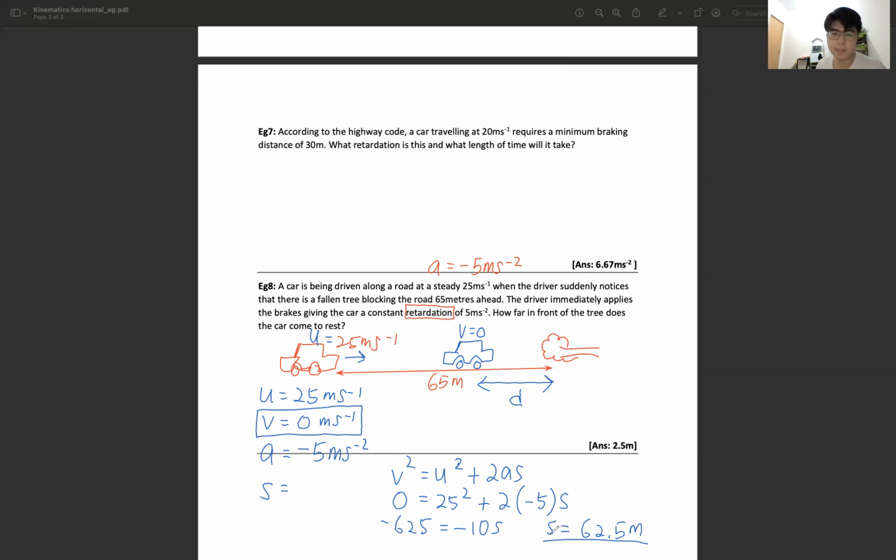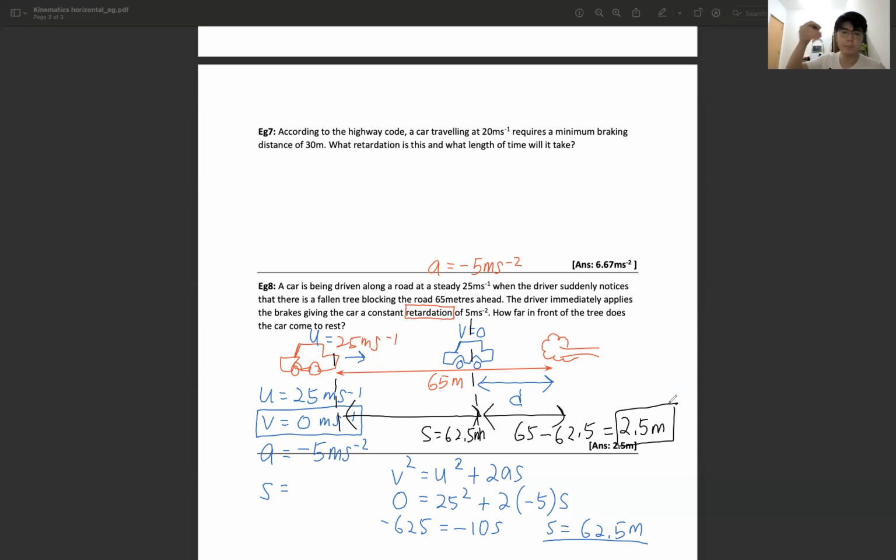You see, what is this s? This s is the distance from the moment he pressed the brake until he is at rest. Starting from somewhere here, this is the distance that you are finding, the s. So 62.5 meters. What is this distance? 65 minus 62.5 equals 2.5. So after he comes to a stop, he is 2.5 meters in front of the fallen tree.